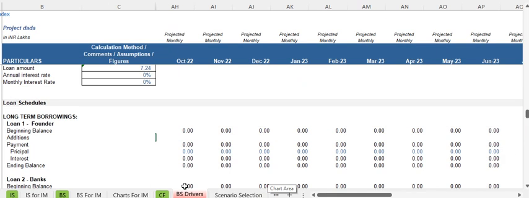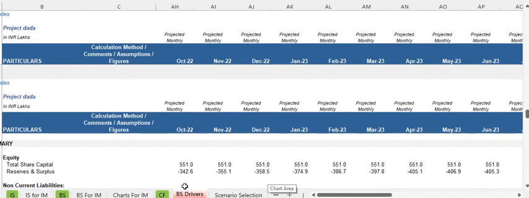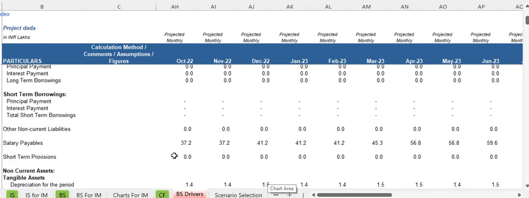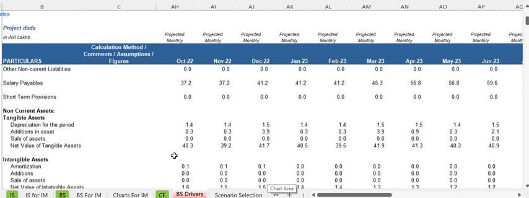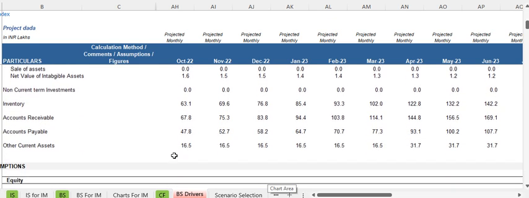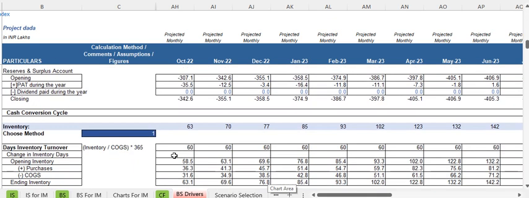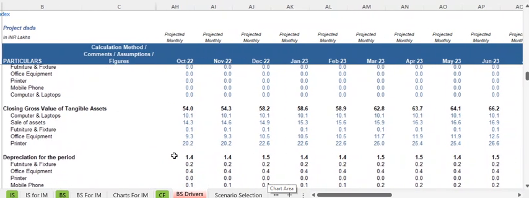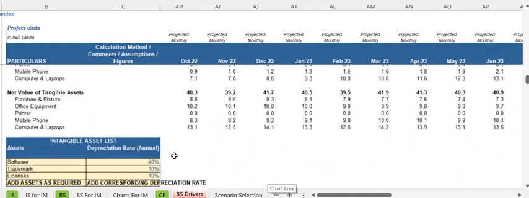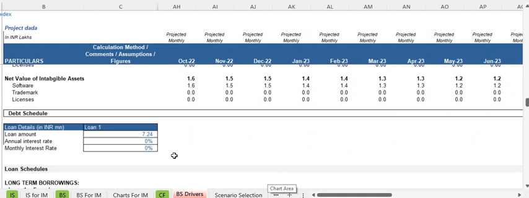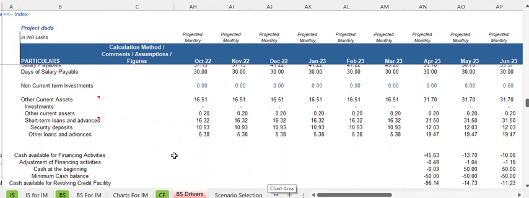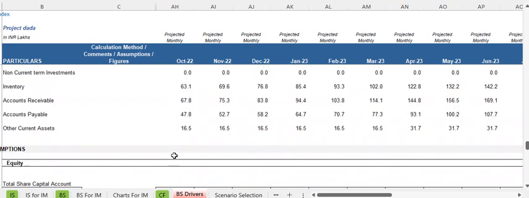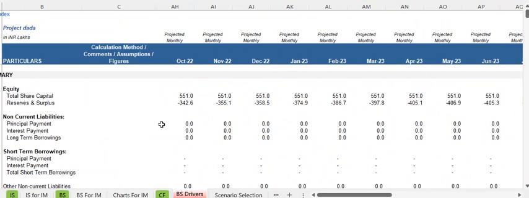If we go into the BS drivers, these are the BS drivers for that particular company. This is the equity, and this is the total principal payments. These are the short-term borrowings, this is salary payables, and these are depreciation, amortization, etc. And this is the total share capital, inventory management, total accounts receivable, etc. Schedules are there, and these are the scenario selections for the particular model. On the basis of that, we can figure out the particular revenue. So it's a debt schedule, and cash available and other facilities are also there. On the basis of that, we can figure out the different numbers for the different areas.